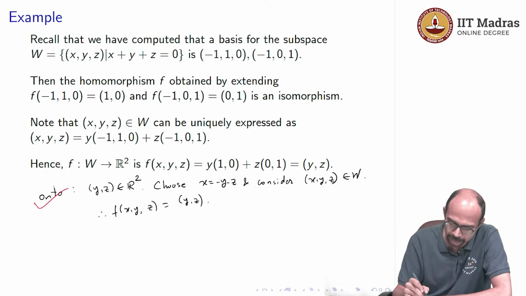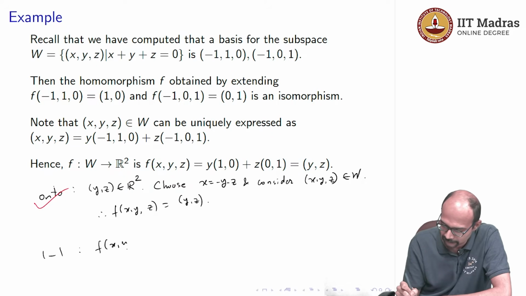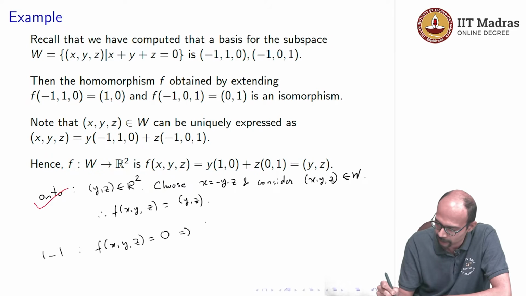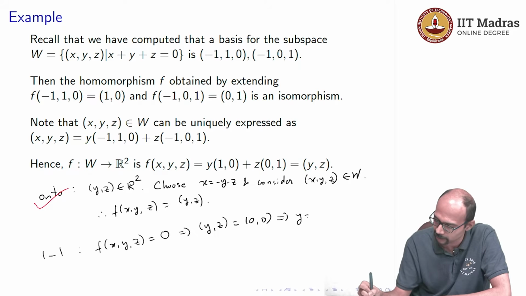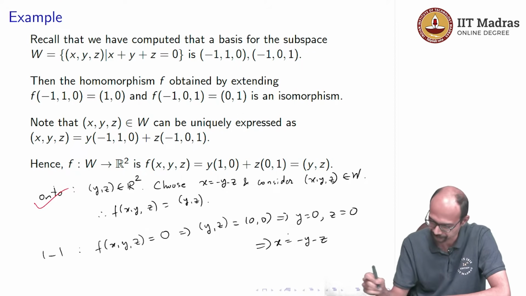So we have checked onto, and one-one is very direct. So if f of (x, y, z) is 0, so what is 0 in R2? It is (0, 0), and let us put in the value of f of (x, y, z), it is (y, z) equals (0, 0). This means y is 0 and z is 0, but that means that x is 0 because x is minus y minus z, because remember that (x, y, z) belongs to W.